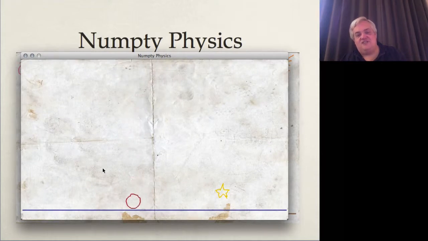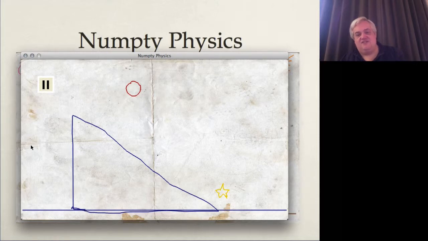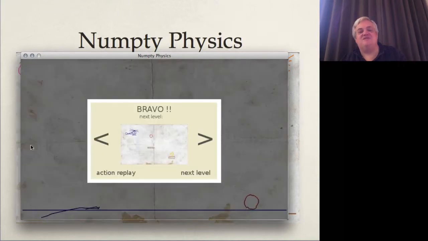Okay, this one doesn't have quite so much scaffolding. Space, pause. If I create a ramp like that, with a little bit of luck, that's going to allow that to just roll down the ramp and hit the star. Oh, not quite what I intended, but I still moved on to the next one. So it's obviously only fixed at the one point. That was a surprise, as much for me as for you, I'm sure. Okay, so that's Numpty Physics.